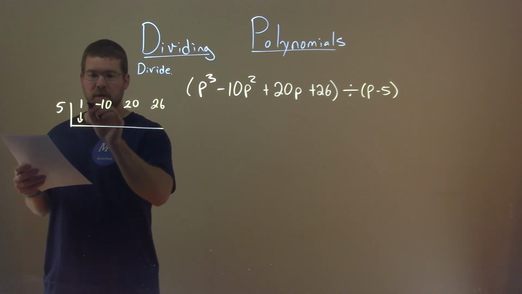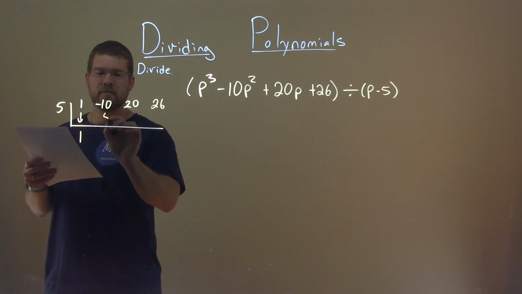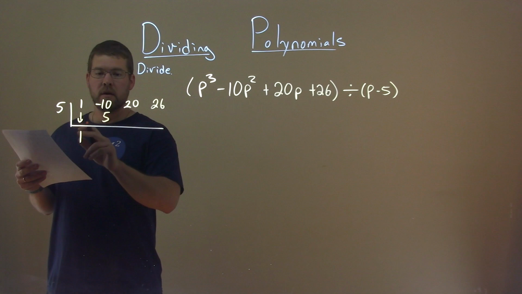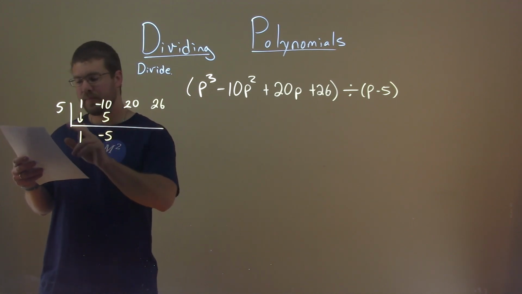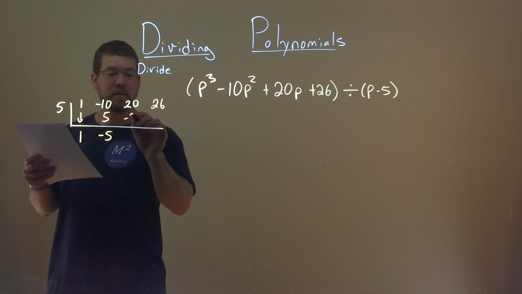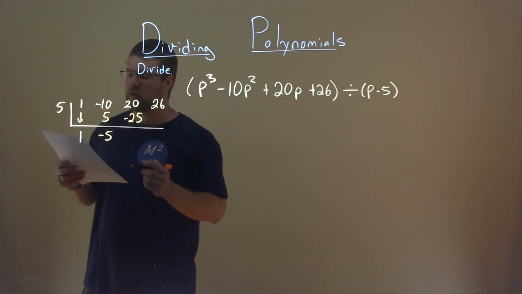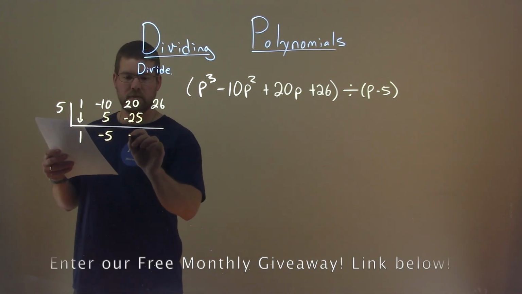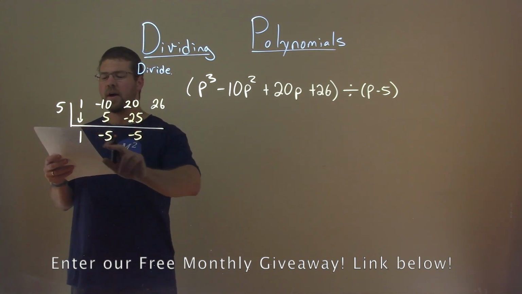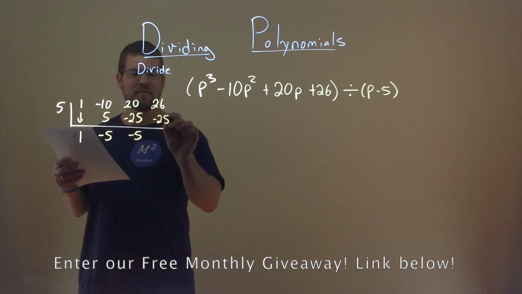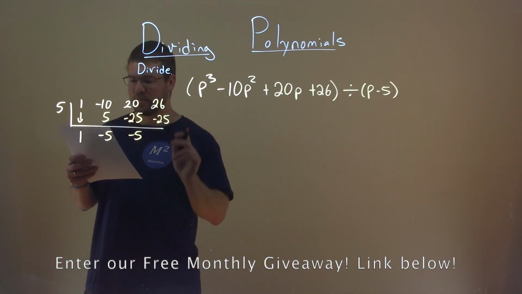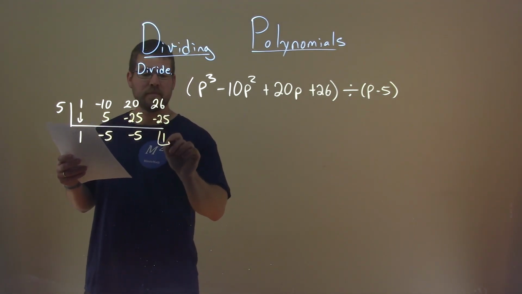Bring down the 1. 5 times 1 is 5. Negative 10 plus 5 is a negative 5. 5 times a negative 5 is a negative 25. 20 plus a negative 25 is a negative 5. And 5 times negative 5, again, is a negative 25. Add them. 26 plus a negative 25 is a 1.